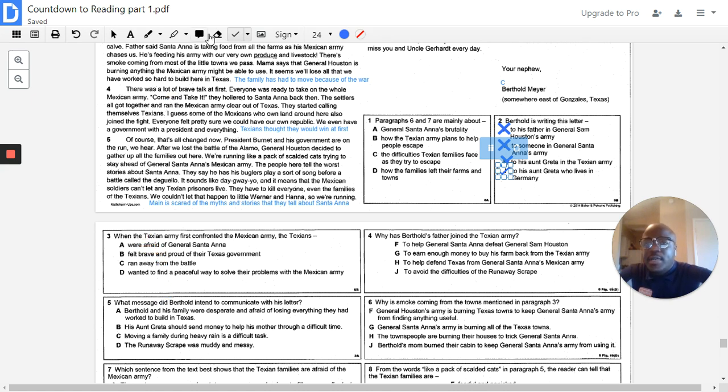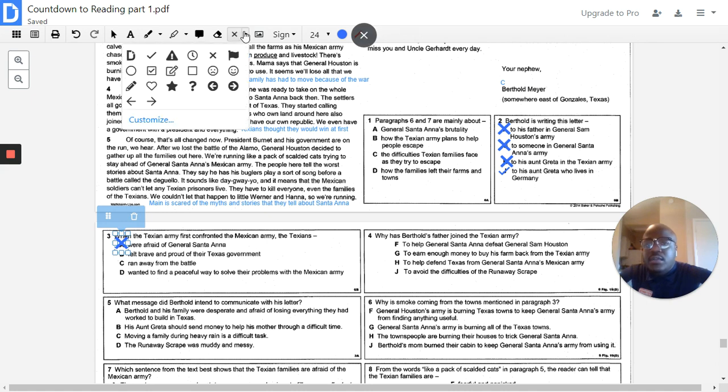So, let's go back to our answer choices. They were afraid of General Santa Anna. Did they sound like they were afraid? No, they kind of hooped and hollered and tried to scare them away from the land. So we can hit an X over A. Felt brave and proud of their Texas government. Let's put a question mark next to that for now, or we could leave it blank, because that sounds like that can be an answer.